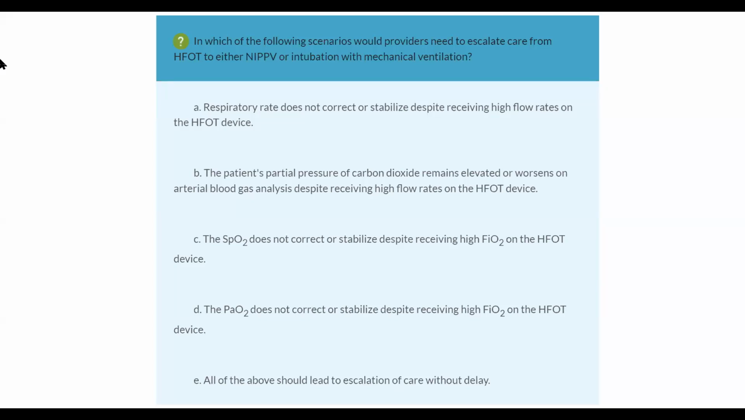Yeah, keep going. I think most of the people got the right answer, which is E. So all of those conditions, or all of those situations, may lead you to the escalation of care.